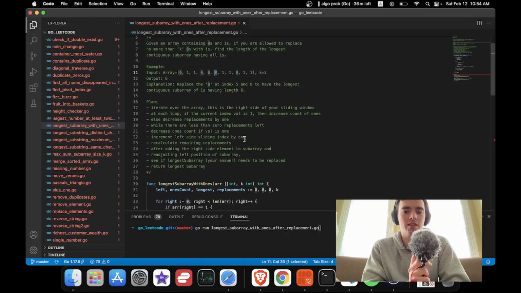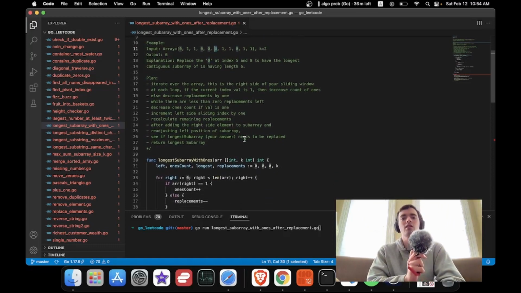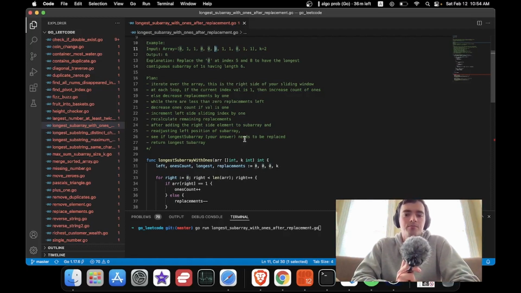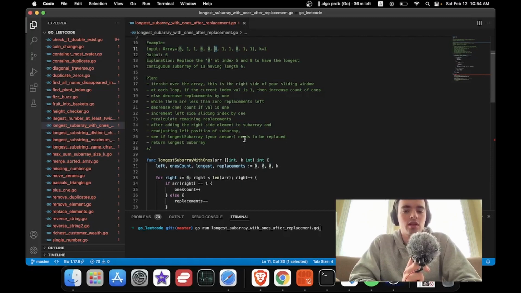So my plan to solve this was to use a variable length sliding window and just keep track of the maximum length at each point in time, at each next addition of the right side of the sliding window. This one was a little bit easier than yesterday's because it's pretty much the same, except there's less complexity because you only have to deal with two characters, or two integers rather.